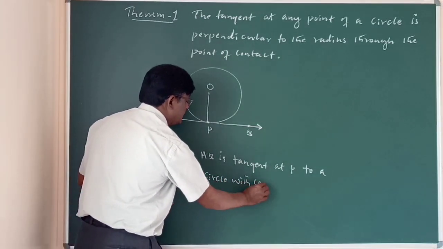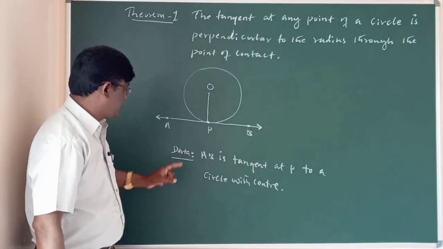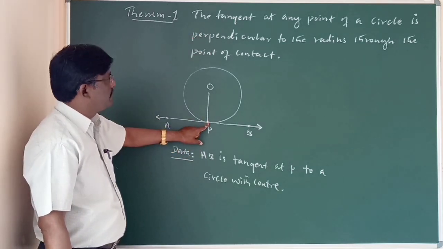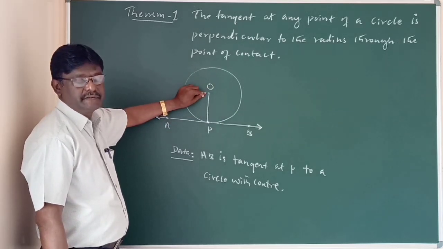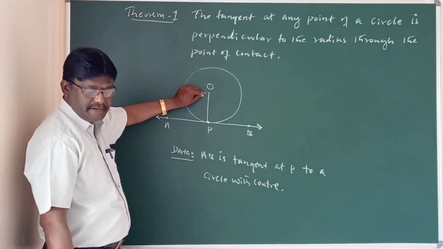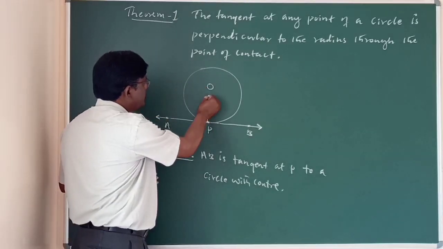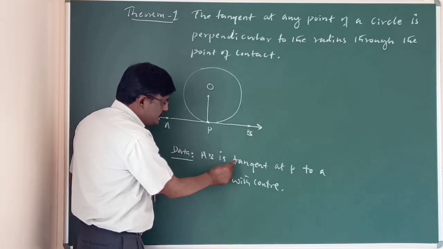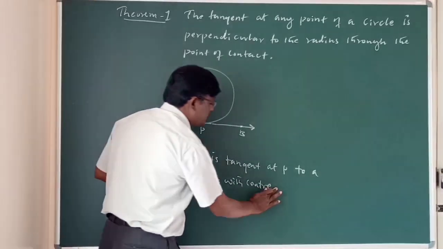With center O. Okay, children, so this much is given. A tangent at any point of a circle. Here this circle is having the center O. So the data can be written like this: AB is a tangent at P to a circle with center O.